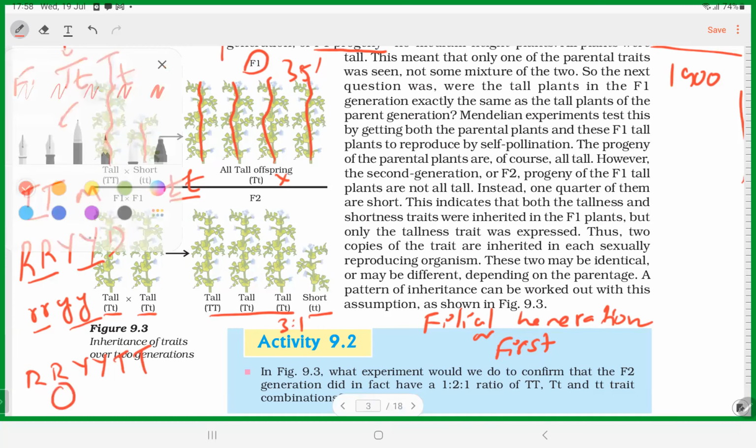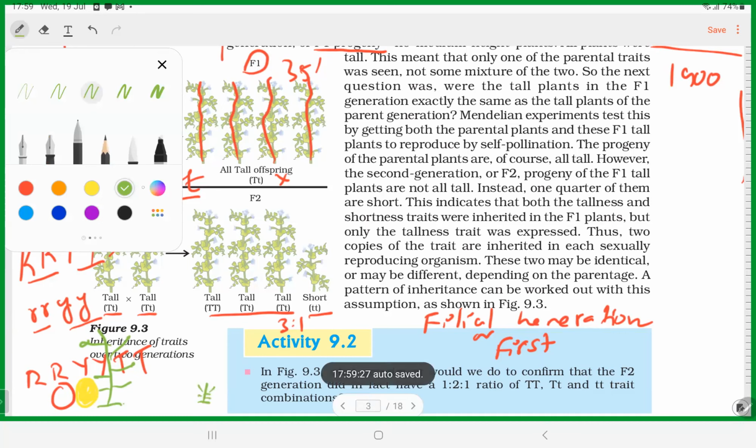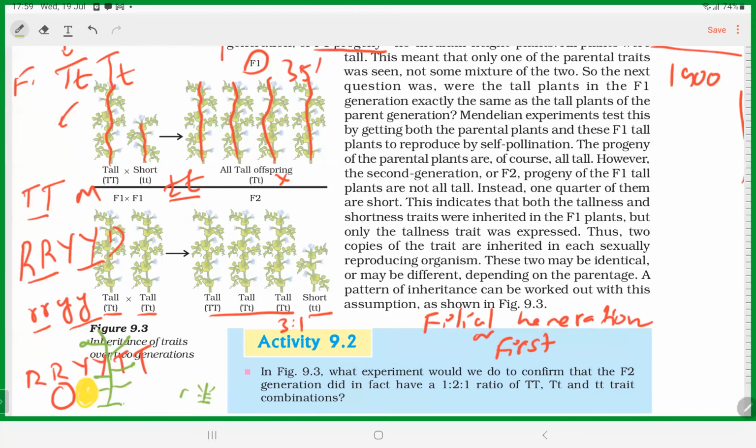Color, which is yellow. Okay, third character, what? The plant may be tall stem. Can you see three characters together? Another one may be, what is the other one? Short plant. Okay, and then the color is green. And then which is wrinkled, not round, just wrinkled. Green and then wrinkled seed, not the round seed. Okay.